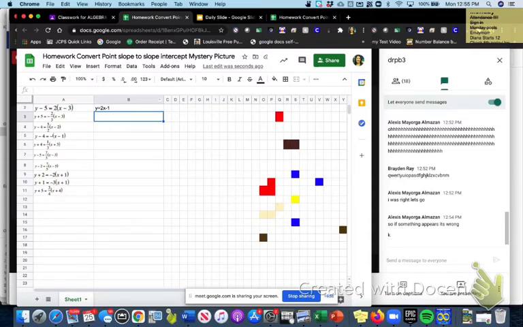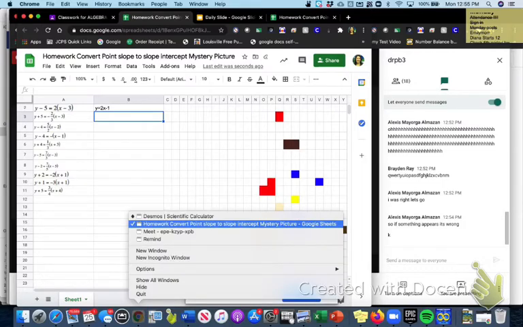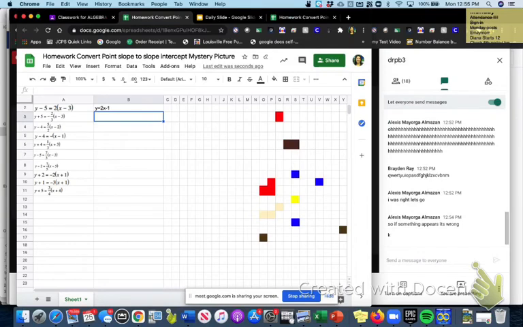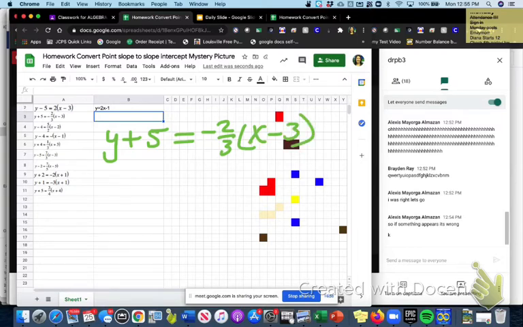Hopefully you have that calculator open because it's going to be helpful. I'm going to show you in just a second. All right, so I'm going to take the second problem. I'm going to write it real big for you guys. So y plus 5 equals negative 2/3 x minus 3. All right, so this is what we've got. It's in point slope. We want it to look like that.